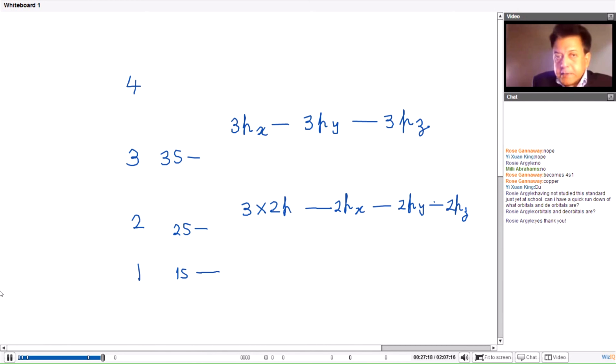But the thing is, these d orbitals are going to be quite a lot higher in energy. I'm not drawing this to scale, but I'll draw them here. There's the 5 lots of 3d orbitals. I'll just write it like this: 5 lots of 3d orbitals. There we are. That's what that's saying. Now, they are higher in energy than the s orbital of the 4s.